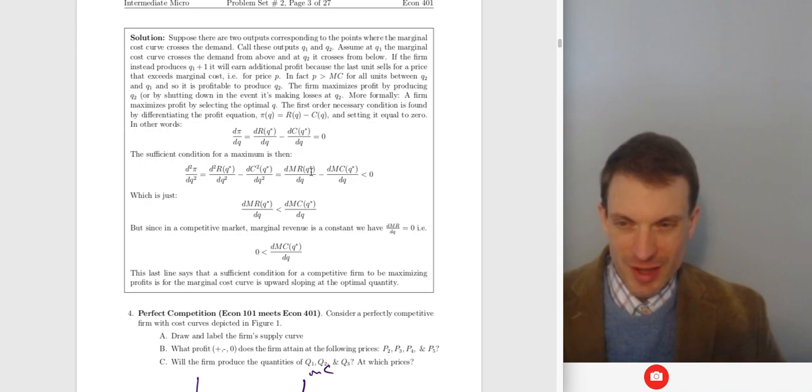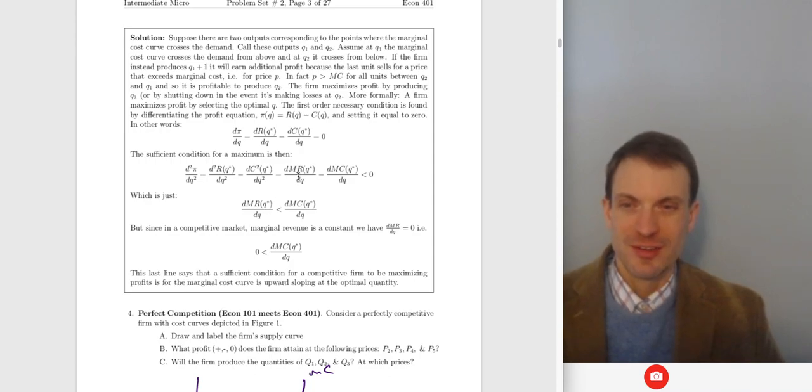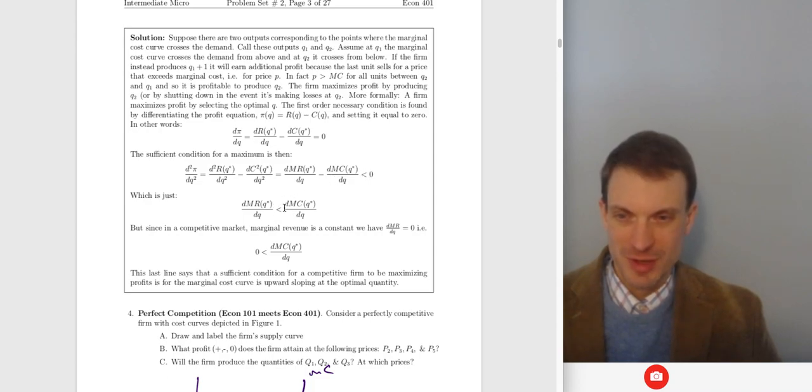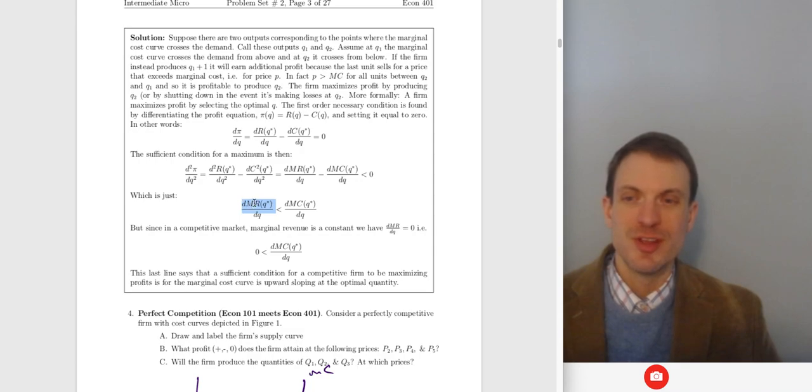Now as we're staring at this, we're like, wait a second, we can move this to the other side. And what this is telling us is our sufficient condition for a maximum is that our derivative of marginal cost is bigger than our derivative of marginal revenue. But wait a second, marginal revenue is just a constant. It's just the market price. So dMR/dQ is 0.